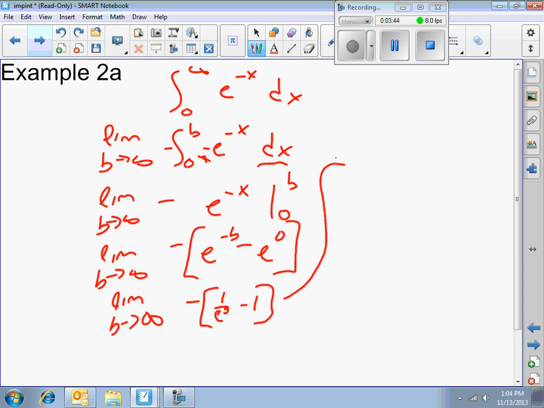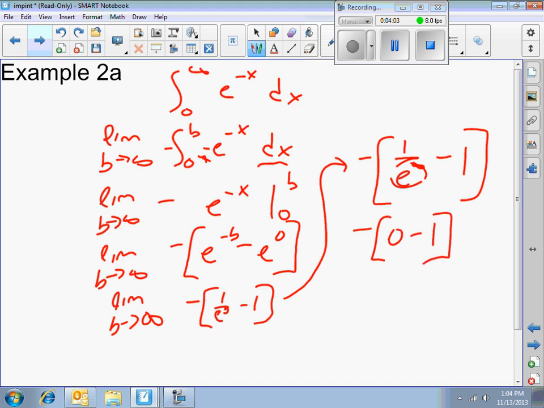Well, now we can substitute infinity in there, and I get negative 1 over e to the infinity, minus 1. And this is heading off to infinity, and 1 divided by infinity, 1 divided by a very large number, you know to be 0. So it says negative 0 minus 1, or negative 1, and the negative of negative 1 is positive 1, and now you've evaluated. So this one is not divergent.